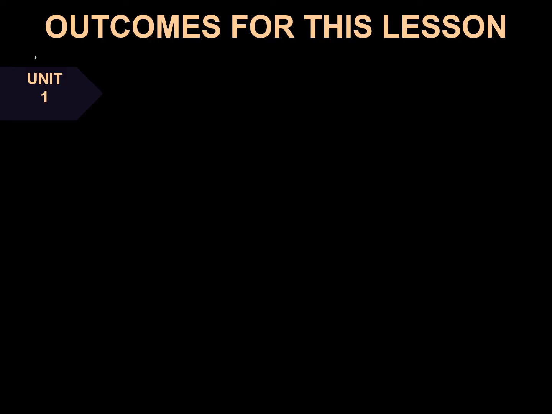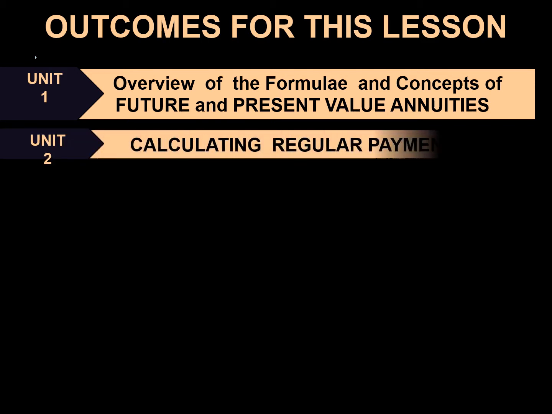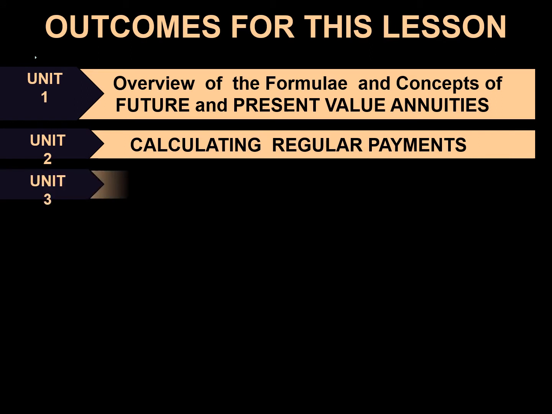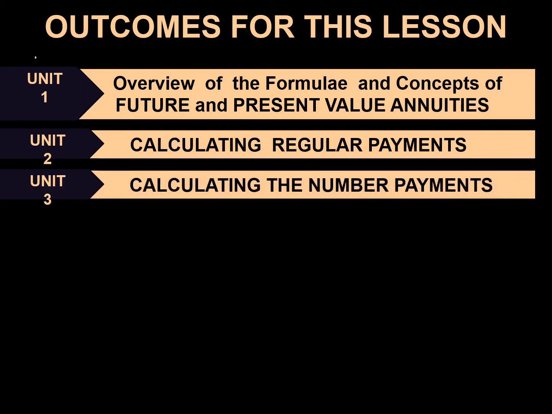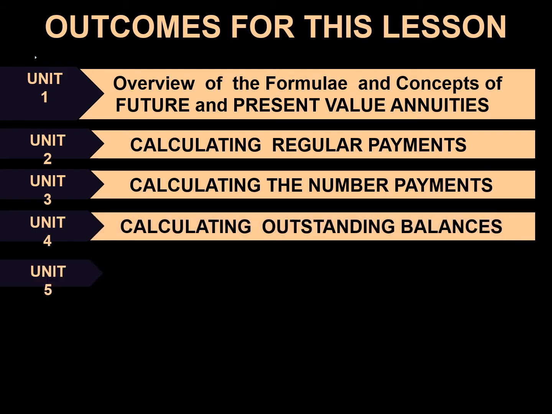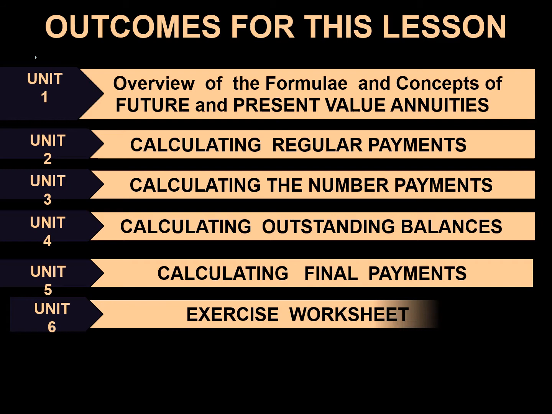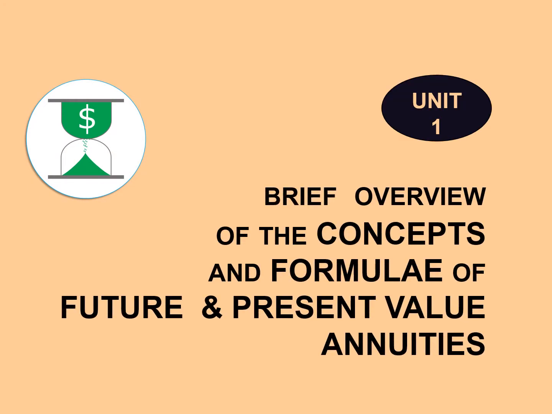Let's look at the outcomes for this lesson. First of all, we're going to have a brief overview of the concepts and formula of future and present value annuities that was discussed in the previous video. Then we're going to do regular payment calculations, and then calculating the number of payments, and then calculating outstanding balances, calculating final payments, and then, as usual with all my videos, we have an exercise worksheet.